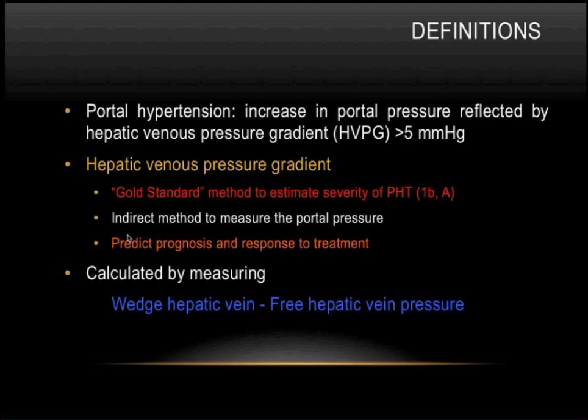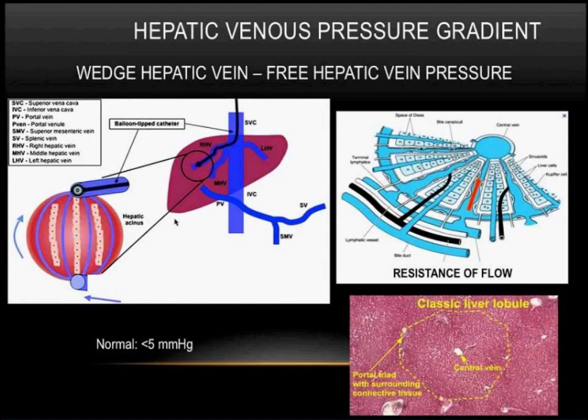Why is it the gold standard? What is so useful about this gradient? It's because it really predicts the prognosis and response to treatment. And as you probably know, it's calculated as the wedge minus the free hepatic vein pressure. This is a scheme of how we measure the gradient. We put a balloon catheter in one of the hepatic veins and measure the pressure with the balloon inflated. When the balloon is inflated, we estimate the portal pressure itself. Then when we subtract the pressures, the wedge minus the free hepatic, what we are really measuring is the resistance of the liver to the pressure from the portal system.